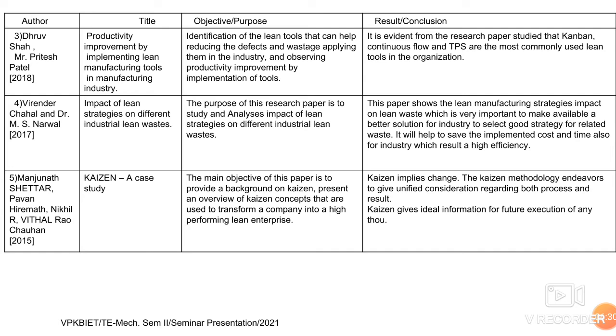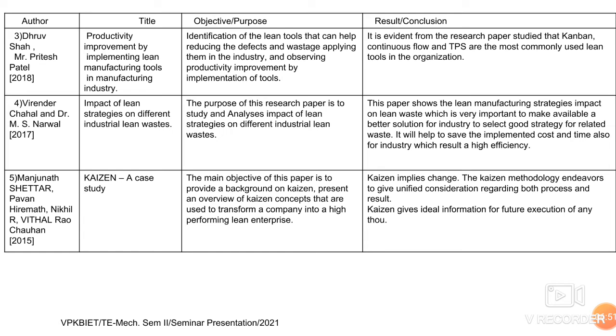The third research paper is productivity improvement by implementation of lean manufacturing tools in the manufacturing industry. The result shows that it is evident from the research papers studied that Kanban, continuous flow, and TPS are the most commonly used lean tools in organizations.